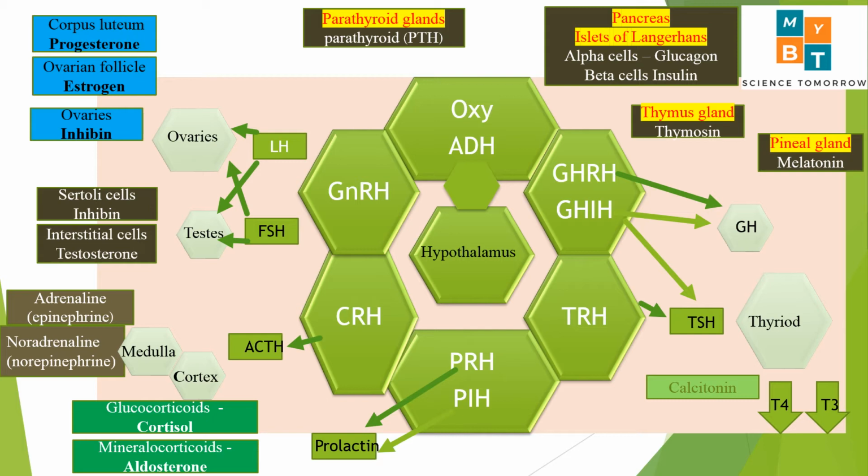And when we consider the gonadal axis, hypothalamus will secrete GnRH. This will act on the anterior pituitary, and anterior pituitary will secrete FSH and LH, which act on ovaries in females and testes in males. So ovaries will secrete progesterone through the corpus luteum, and estrogen from the ovarian follicle, and the ovary itself secretes inhibin, which inhibits FSH from the anterior pituitary.